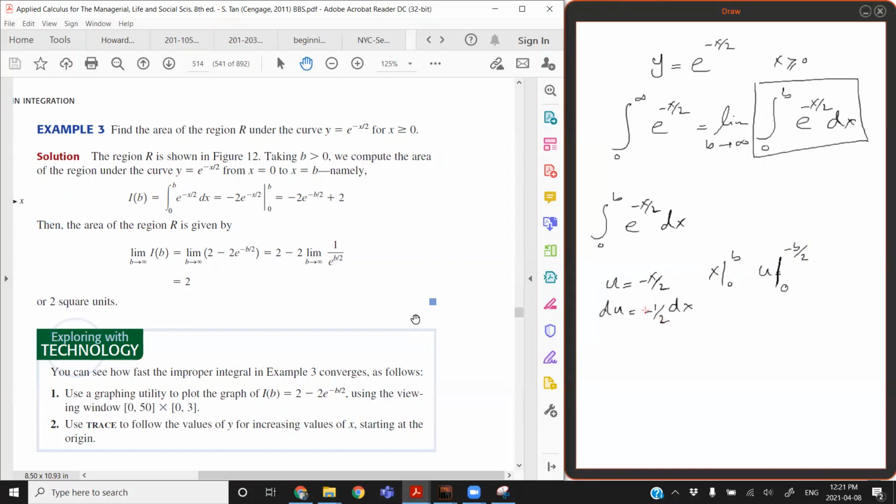So in order to create my du, I need a negative 1 over 2, which I'm going to multiply here. And then in order to cancel this, I'm going to multiply by negative 2 outside. And now I'm ready to do the substitution. It's going to be negative 2 integral of e to u du, so e to the power of u, and then the rest is going to be du, from 0 to negative b over 2.